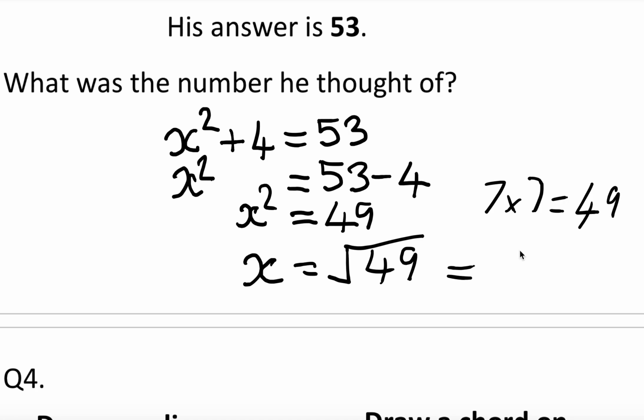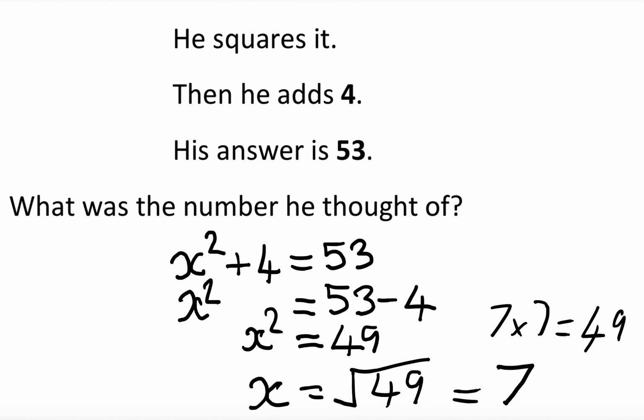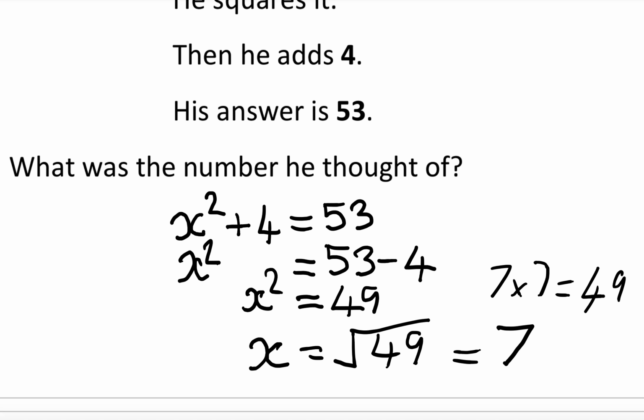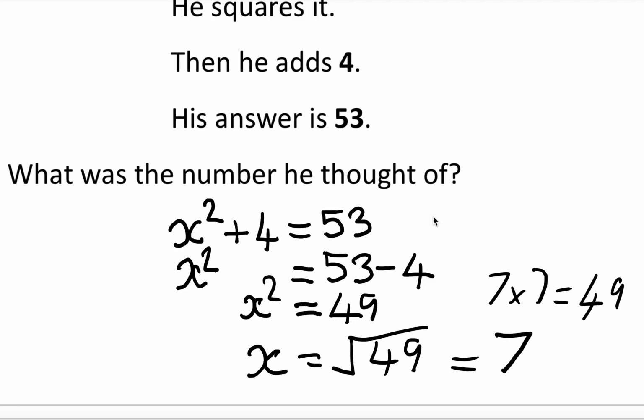So the answer here, the square root of 49 is, if I can get my pen working, the pen's playing up a bit here, is 7. So the number Max thought of to start with was 7, because he thought of 7, he squared it, which made it 49, then he added 4, which made his answer 53.